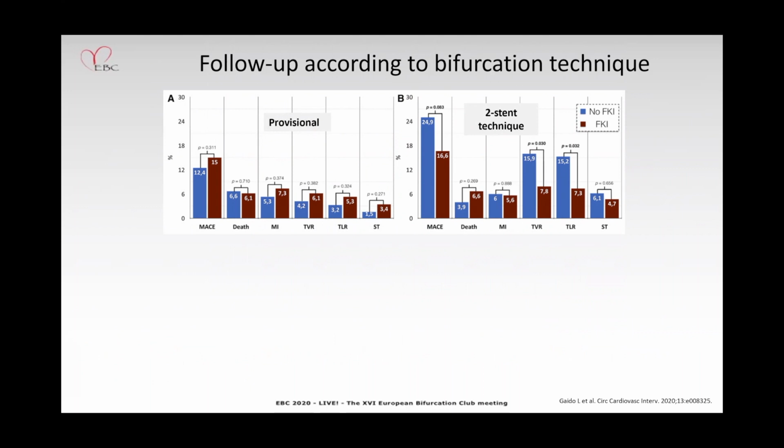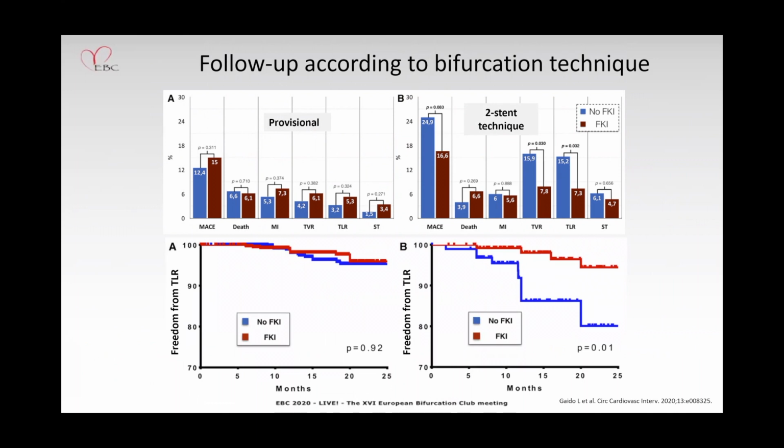But for the complex two-stent technique, you can appreciate a clear, significant improvement in MACE, mostly driven by a reduction in TVR or TLR, which is also very nicely presented by those Kaplan-Meier curves.